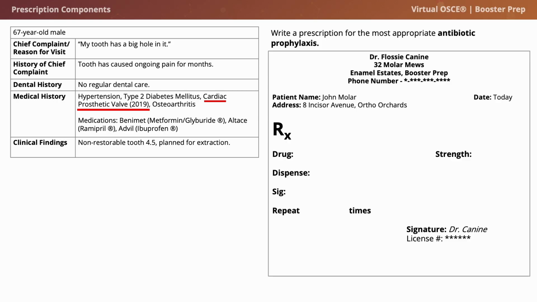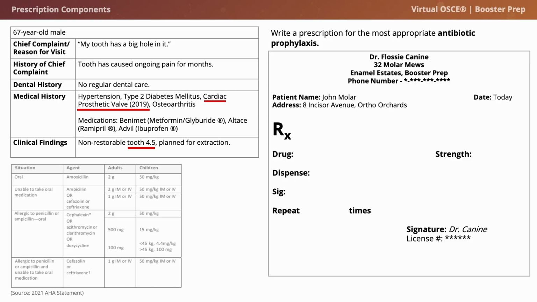So the cardiac prosthetic valve is going to be very important because this is an indication for antibiotic prophylaxis. And so we're going to want to memorize all the indications for providing antibiotic prophylaxis, and cardiac prosthetic valve is one of them. So on the clinical exam, it appears that this tooth 4-5 is planned for extraction because it is non-restorable. And so before we do the extraction, we're going to want to provide some sort of antibiotic prophylaxis to this patient. And so over here, I've listed the table for antibiotic prophylaxis, and this is according to the American Heart Association guidelines.